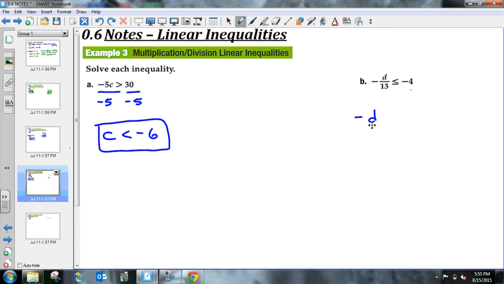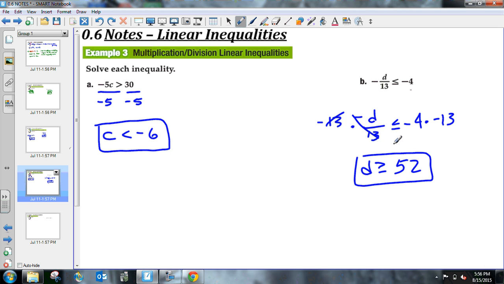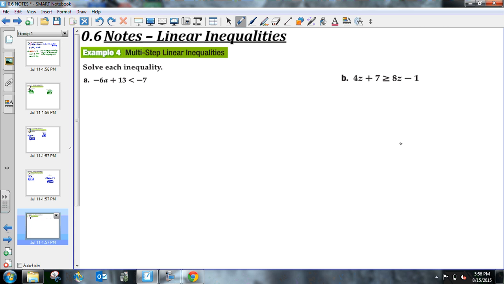Negative d over 13 is less than or equal to negative 4. Because this is negative over here, I'm going to multiply by negative 13. And since I multiplied by a negative, this all divides out. I get d is greater than or equal to, I have to reverse this, 4 times negative 13. That's going to give me positive 52. Okay, and that's my answer. All right, so then let's take a look at another one.